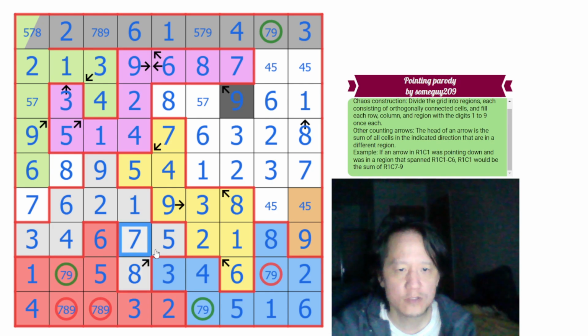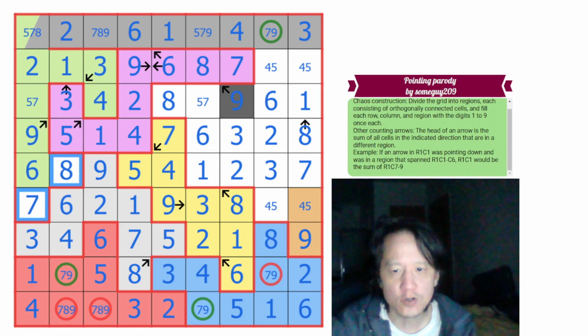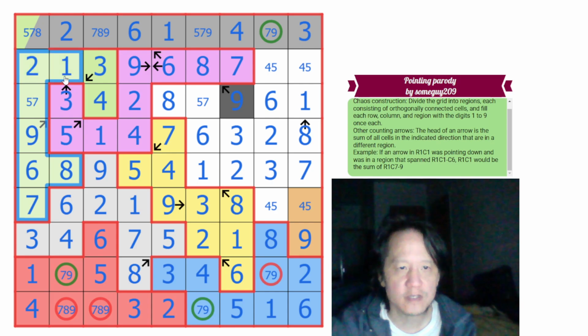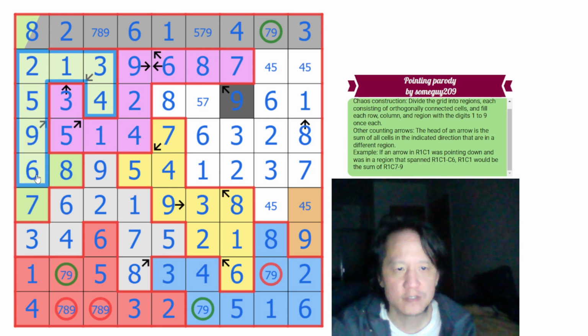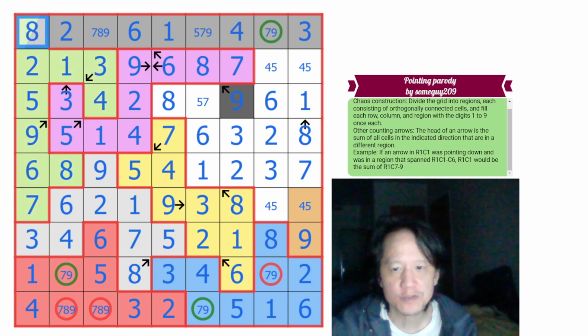Right? We have 1, 2, 3, 4, 5, 6, 7, 8, 9. Therefore, these are green. Therefore, 1 through 9 have to be, this has to be 5, which makes this 8. This can't be 1, 2, 3, 4, 5, 6, 7, 8, and 9. Therefore, this cannot be green. Therefore, it is gray. We know the borders are here then.